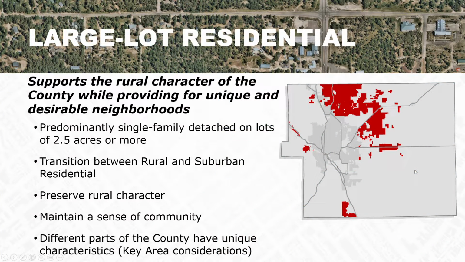Next up is large lot residential. And you can see by the map, these areas are primarily scattered along the north and northeast portions of the county a little bit closer into the developed areas, with a little bit to the north, a little bit to the west, and an area further down to the south.